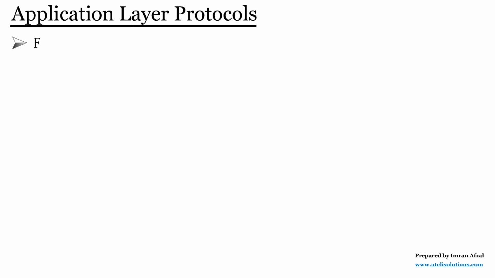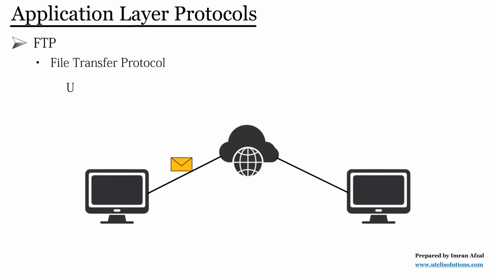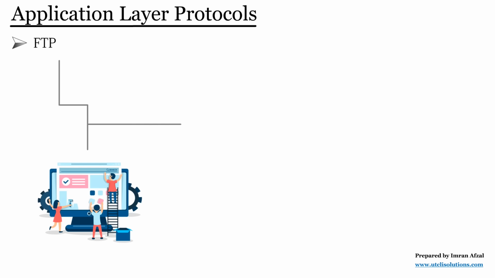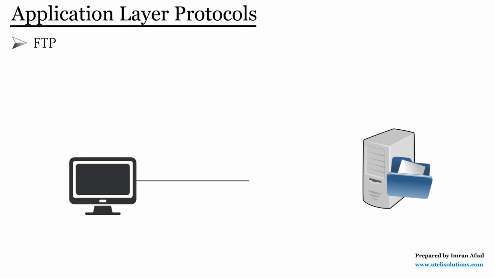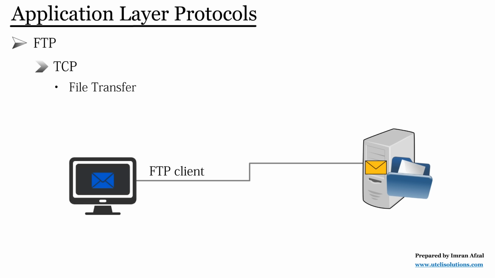Now let's move to FTP, or File Transfer Protocol. FTP is used to upload and download files between computers over a network. It is commonly used in web development, server management, and data sharing. When you connect to an FTP server using an FTP client, you can browse directories, upload files, or download them. FTP uses TCP to ensure that files are transferred reliably and without corruption.